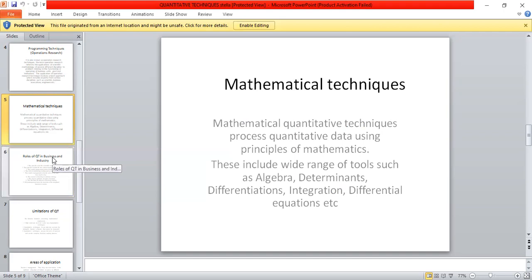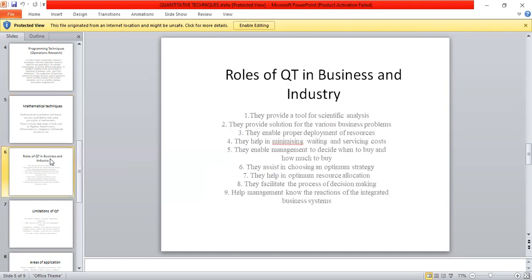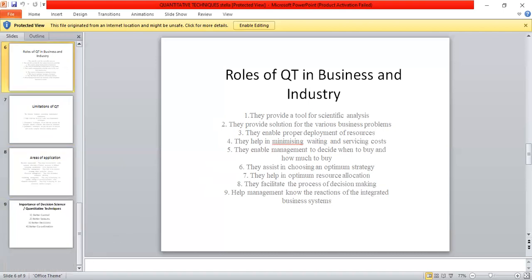Okay, let's look at the roles of quantitative techniques. The first role of quantitative techniques in business and industry is that it provides tools for scientific analysis. They also provide solutions for the various business problems. They enable proper deployment of resources. They enable management to decide when to buy and how much to buy.